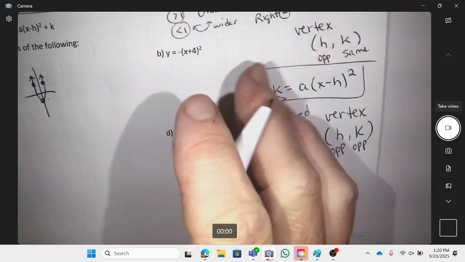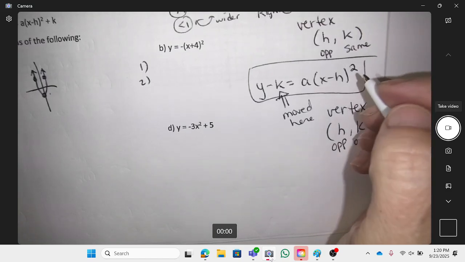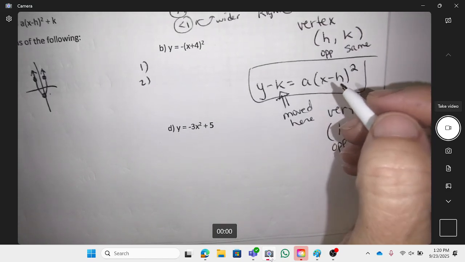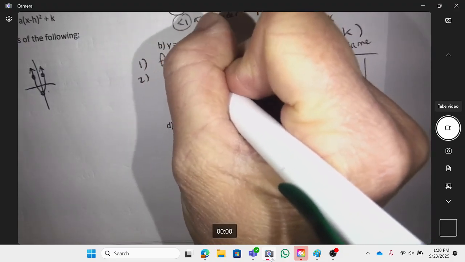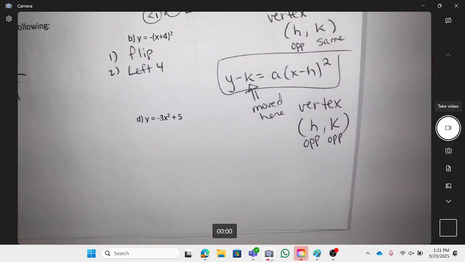Okay, B. I need you to give me 2 answers for B. 2 answers. And give yourself check marks if you got flip and if you got left 4. Okay, check or X. If you got an X, write down X, and then correct yourself on your paper. So when you look back, you know what happened.